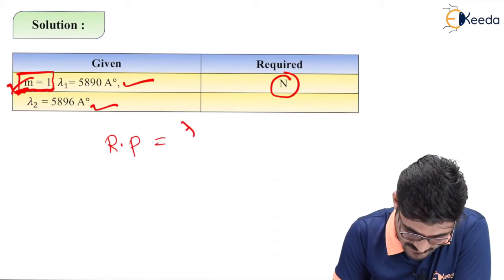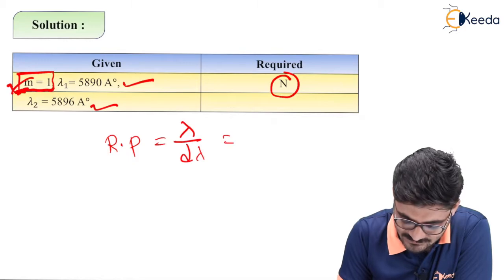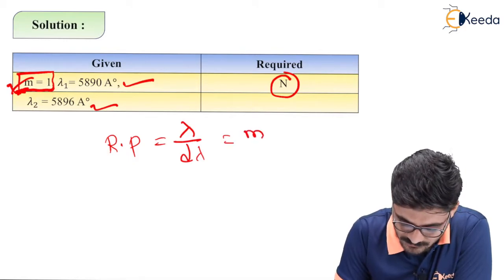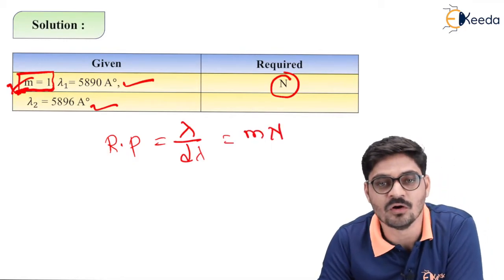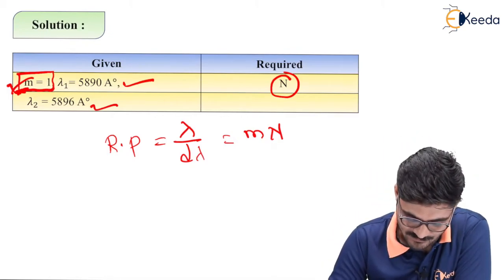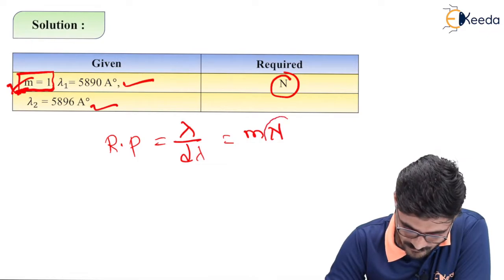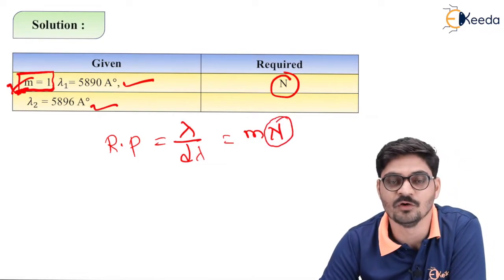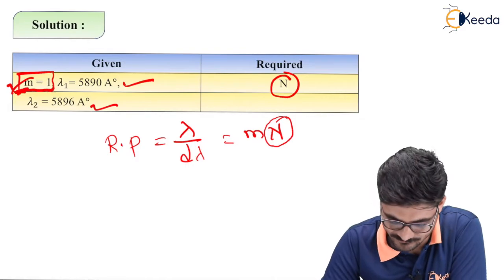For resolving power, it is lambda upon d lambda, and it is also the order into the number of lines on the grating per centimeter, and we have to find this n, that is, how many lines are to be drawn on the grating. So how to solve it?